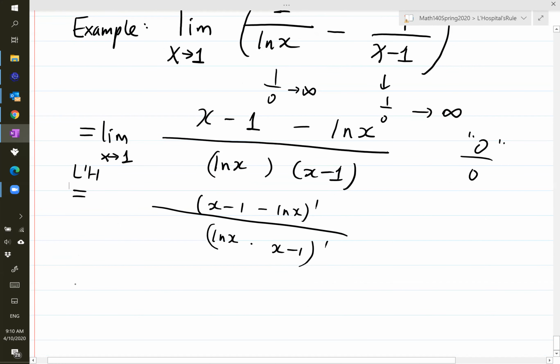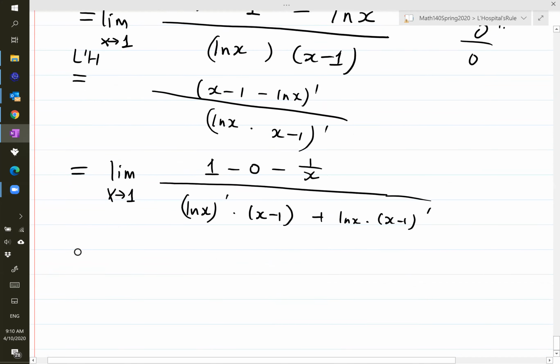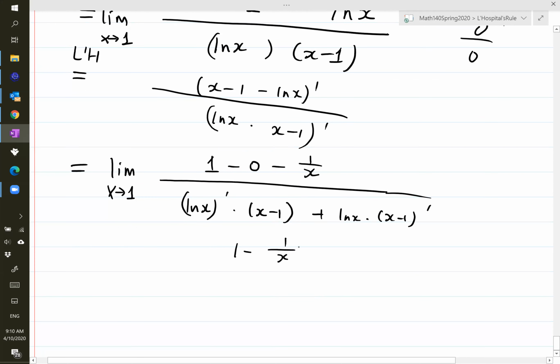Then what we get is, the derivative of x is 1, the derivative of 1 is 0, and the derivative of ln x is 1 over x. And then we use the product rule. We get the derivative of ln x times x minus 1 plus ln x times the derivative of x minus 1. So this will be 1 over x times x minus 1, plus ln x, limit as x approaches 1.